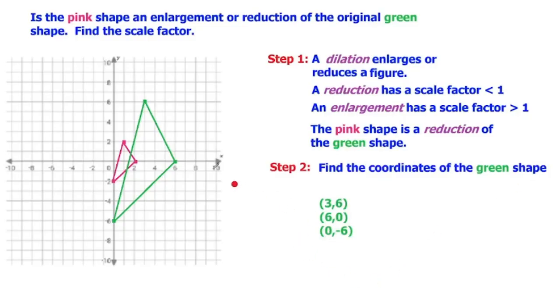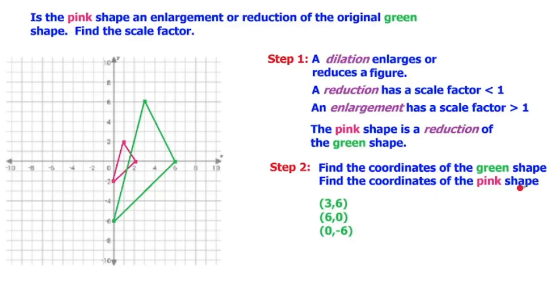So the coordinates are 3, 6. 3 is x, y is 6. And then we have 6, 0. And then we have 0, -6. Okay? Those are the x and y coordinates.